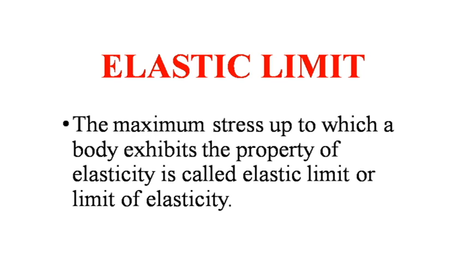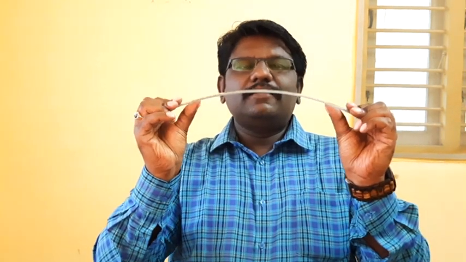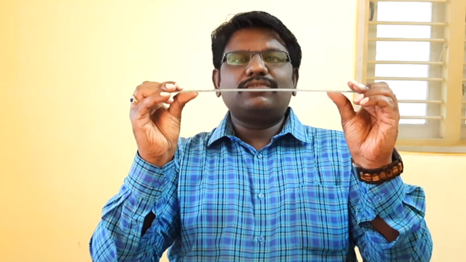Based on this definition of stress and strain, we are going to learn elastic limit. So what is meant by elastic limit? The maximum stress up to which a body exhibits the property of elasticity, that is called elastic limit. For example, see here, I am applying an external force. The body gets deformed, that is bending. When I remove the force, it will come back to its original configuration.